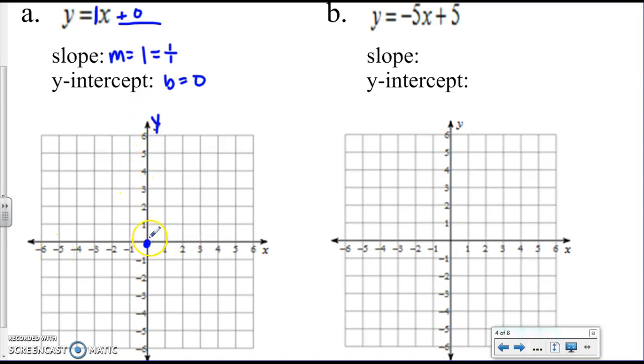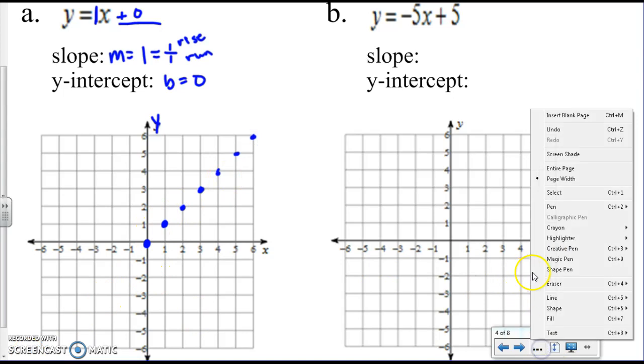And then from there, we're going to use our slope. Remember, slope is rise over run. So this is telling us to go positive 1, so up 1, and to the right 1. And I'm going to put a point there. And then from that new point, I'm going to do it again. Up 1, right 1. Up 1, right 1. Up 1, right 1. And I could keep going forever. I could also reverse it to continue the line back the other way.